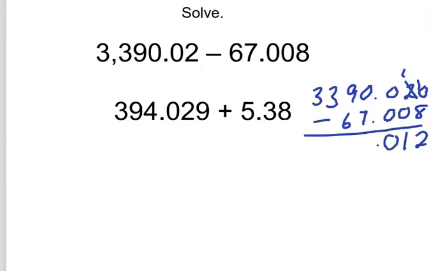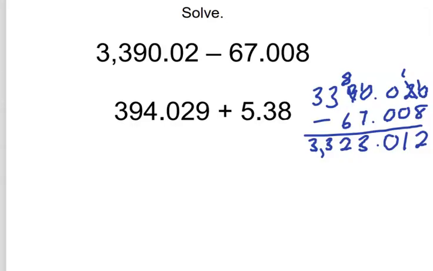Can we take 7 away from 0? Nope. We're going to have to borrow from the 9, make that an 8. So we have 10 minus 7 is 3. 8 minus 6 is 2. 3 minus nothing is 3. 3 minus nothing is 3. There we go. Then we just come over 3 places, put our comma. So we have 3,323.012. That's the answer to the subtraction problem.